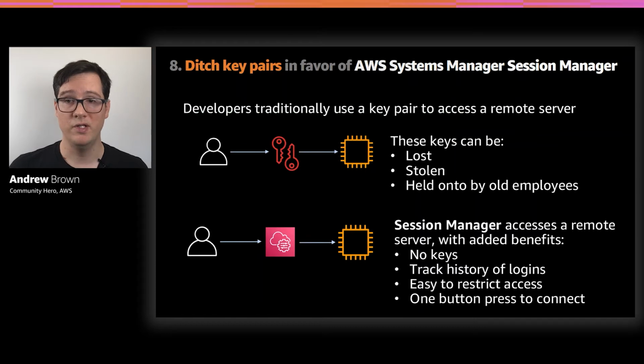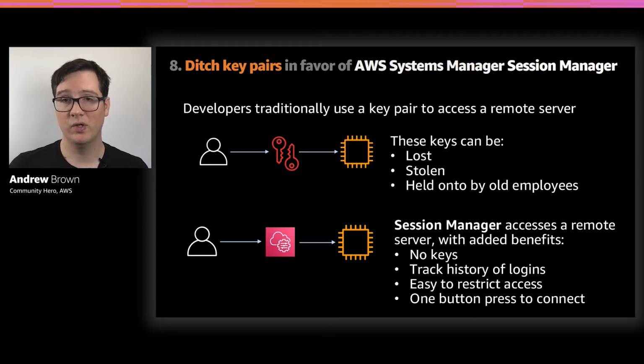Another thing when you're working with EC2 instances is that you usually have to log into them and do things with them. And so traditionally developers have been using SSH key pairs because that's what they're familiar with. But there are some caveats to using key pairs. They can get lost or stolen, or an old employee might be holding on to them. You don't have visibility of what's going on with these things.